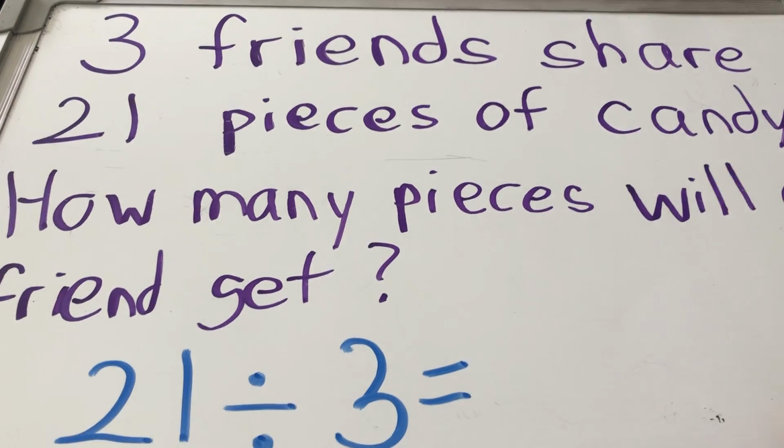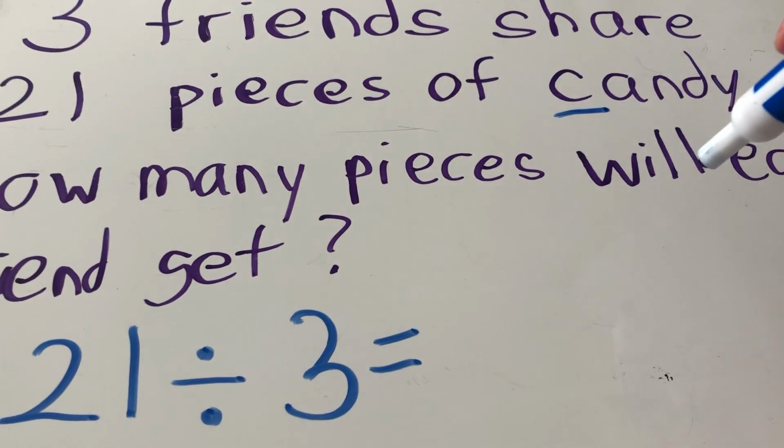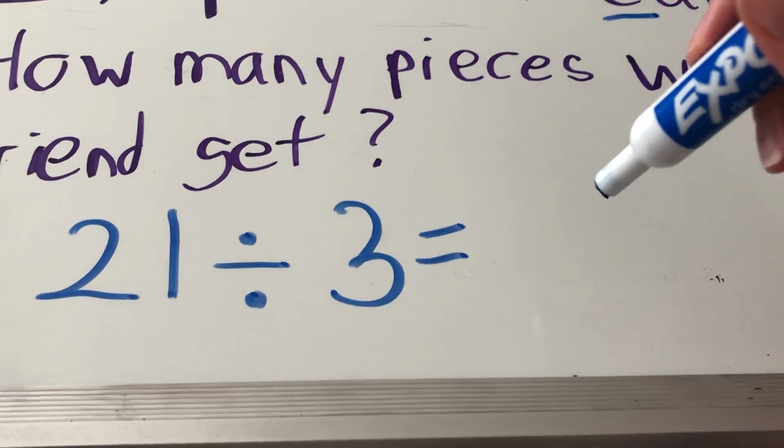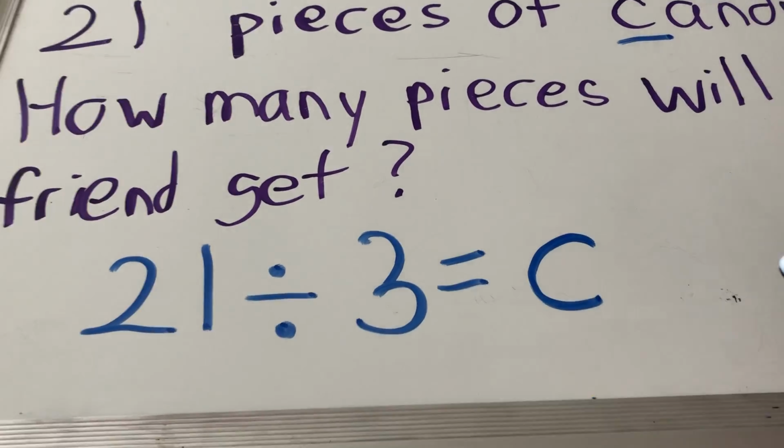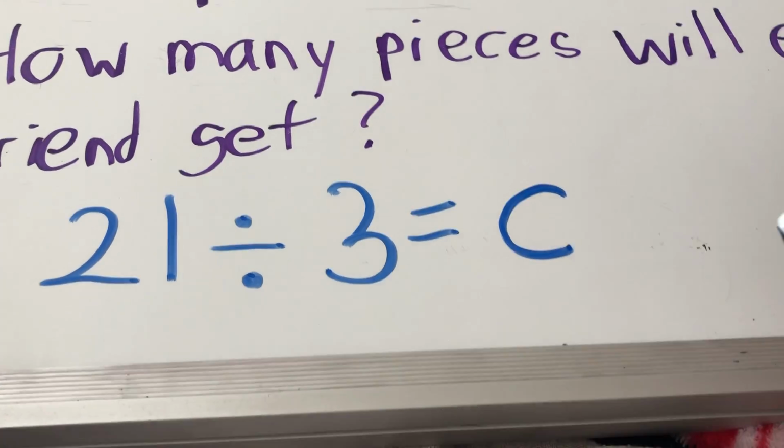So I'm thinking the friends are sharing candy. So I'm going to use the letter C. 21 divided by 3 equals C. Now it's time for me to solve.